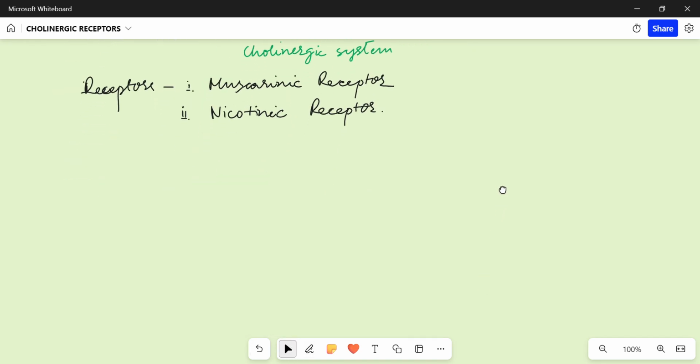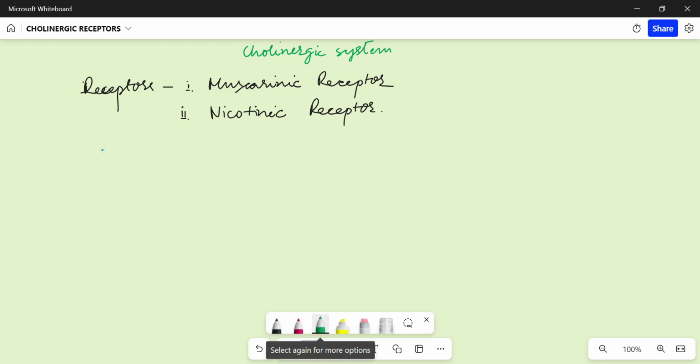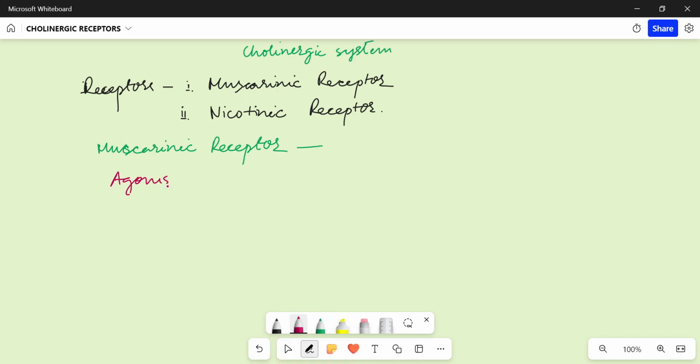Now we will learn about the agonists, antagonists, where they are located, how they act, this type of things. Okay. First one is the muscarinic receptor. Which type of agonist binds? Agonist is muscarine. Antagonist is atropine.